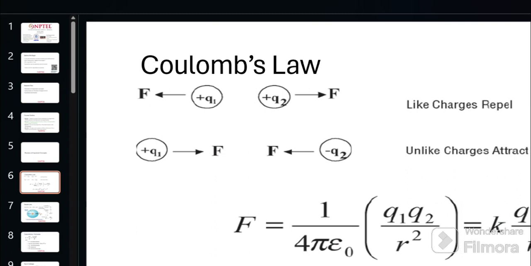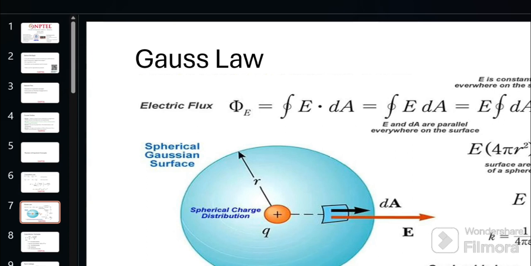The next concept covered this week was Gauss's law. It is basically the electric flux generated by a point charge, which can be given by the Gaussian equation. If you see, you can correlate the Gaussian equation with the Coulomb equation and get the force for a single charge. So these two are very important equations.